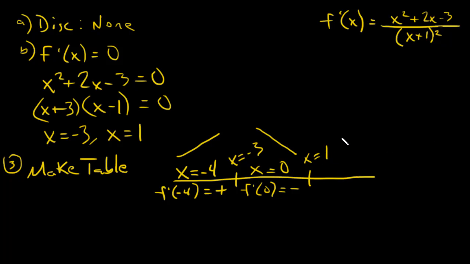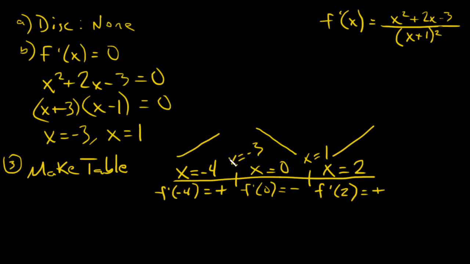Okay, now a value greater than 1. How about x equals 2? So f prime of 2 is going to be, well, 4 plus 4 is 8, minus 3 is positive. So this one is positive. So it is going up.